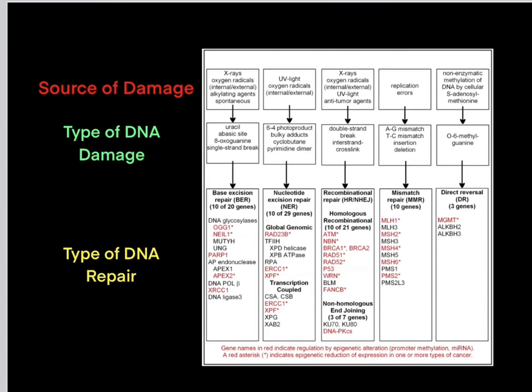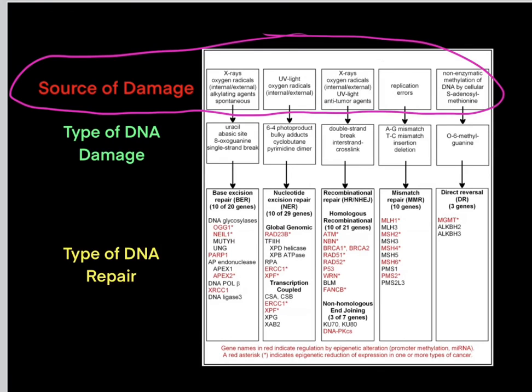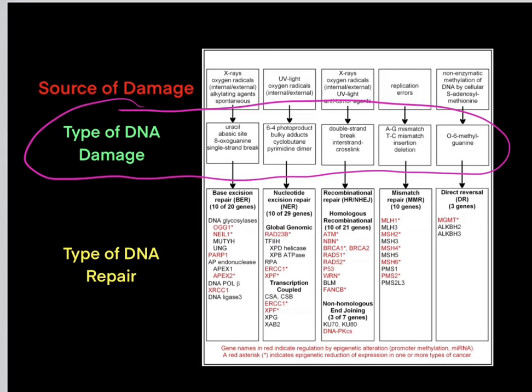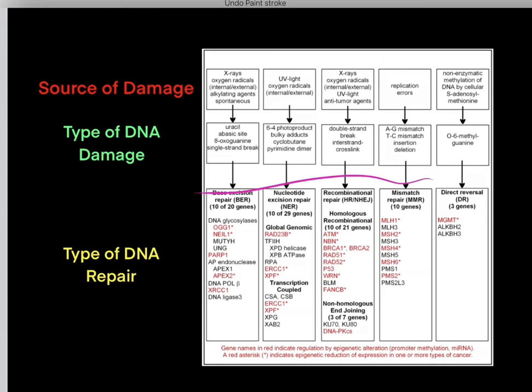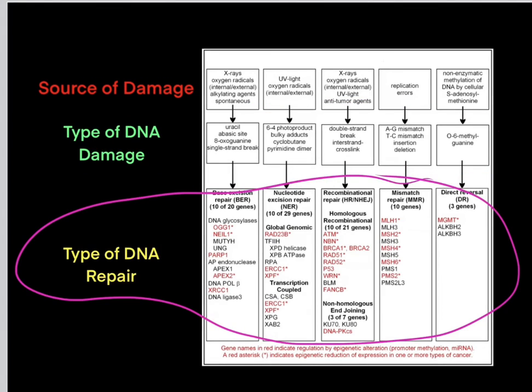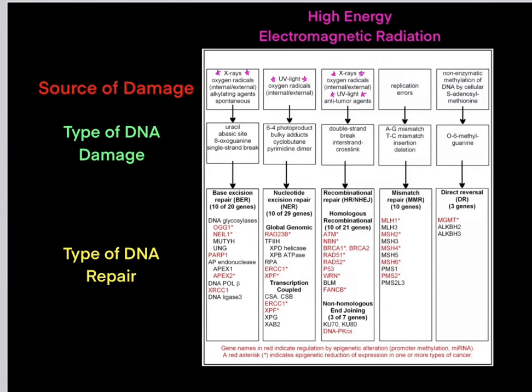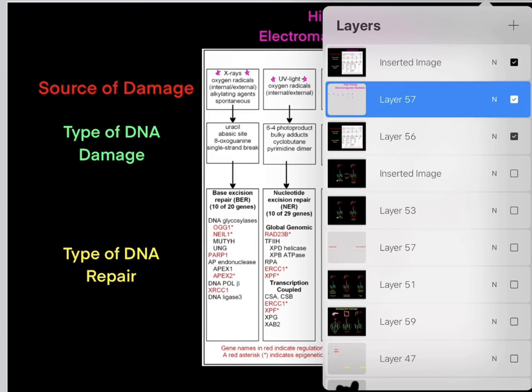So hopefully by now you can see how there are many different sources of DNA damage that can lead to many different types of DNA damage, which can be fixed through many different types of DNA repair. However, there seem to be two major sources of DNA damage: high energy electromagnetic radiation, for example, X-rays and UV light. These high energy photons can essentially rip off electrons and break covalent bonds, damaging the DNA molecule.